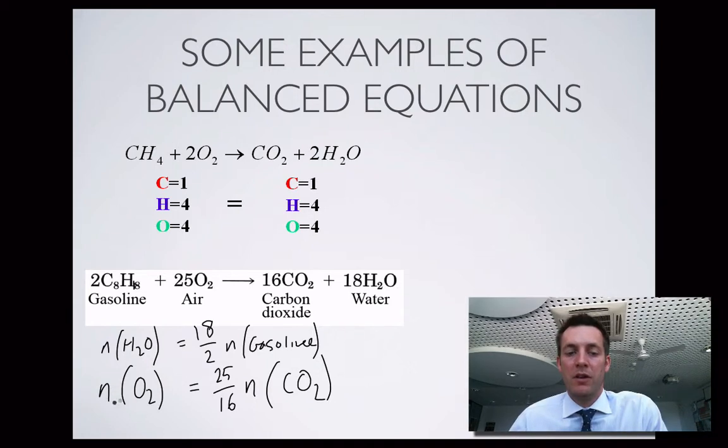If I wrote the number of moles of oxygen is 16 over 25 times as big as the number of moles of carbon dioxide, then that would mean that the number of moles of oxygen would be smaller than the number of moles of carbon dioxide. And that wouldn't make sense because it's 25 to 16.